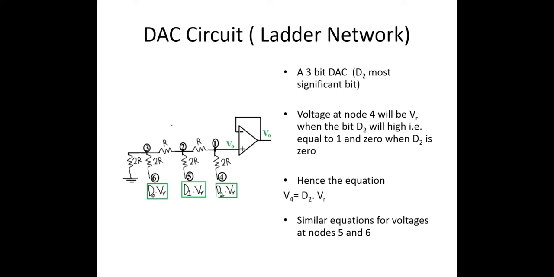Similarly, in case of node 5, the voltage will be equal to VR if D1 is equal to 1, and it will be 0 if D1 is 0. And similarly, in case of node 6, the voltage will be equal to VR if D0 is 1, and will be 0 if D0 is 0. This can be accomplished by a switch which connects these nodes to a voltage VR, and the switches are then controlled by the respective bits.